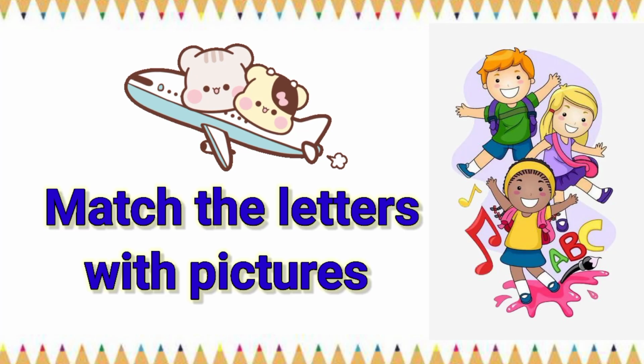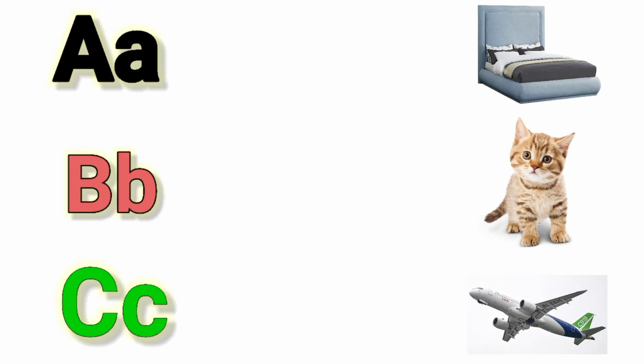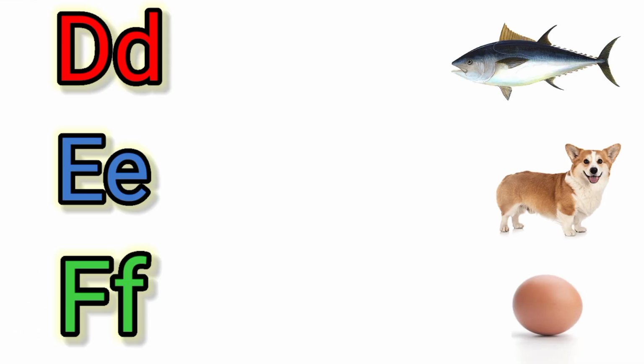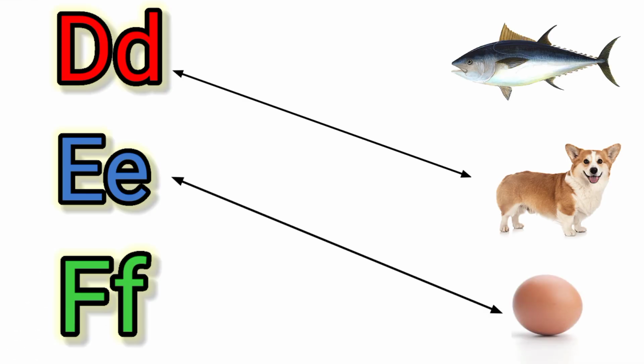Match the letters with pictures. So let's start. A is for aeroplane. B is for bed. C is for cat. D is for dog. E is for egg. F is for fish.